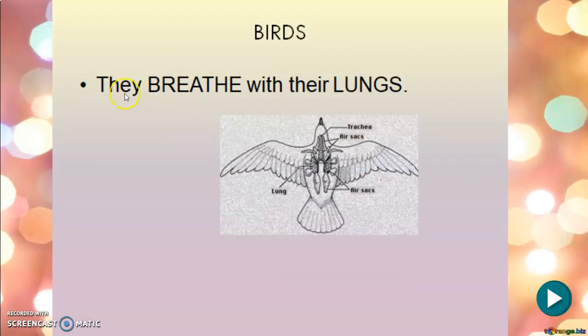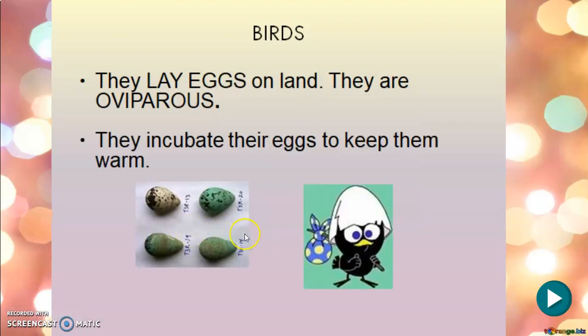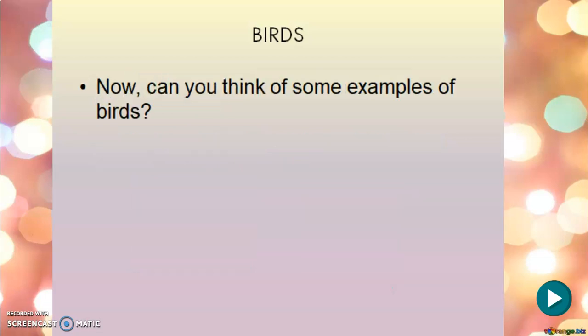Of course, you know this, that birds breathe with their lungs because they need to take in oxygen from the air that they breathe. And of course, they are oviparous. This means that they lay eggs and they incubate their eggs. This means that the mommy bird will sit on the eggs to keep them warm. So now, can you think of some examples of birds?